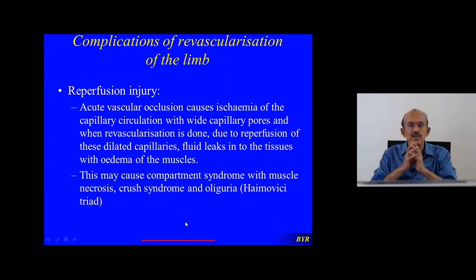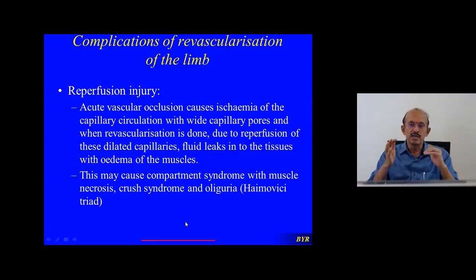This crushing will lead to liberation of myoglobin from the muscles. This myoglobin now will enter the blood circulation, go into the kidney, get filtered, and block the renal tubules, causing renal tubular necrosis. This is called crush syndrome. In addition to abdominal compartment syndrome, which we have studied, there is also peripheral compartment syndrome.